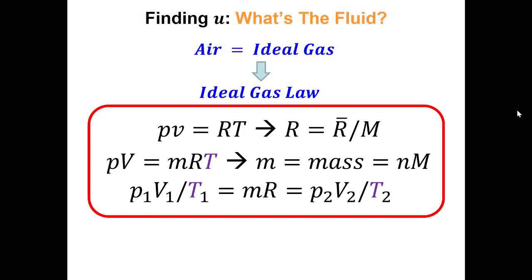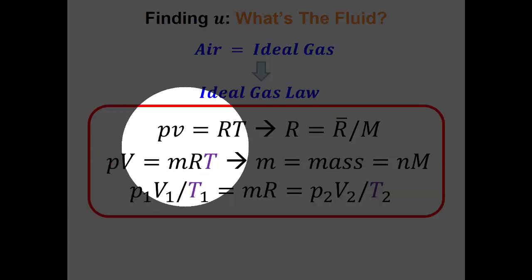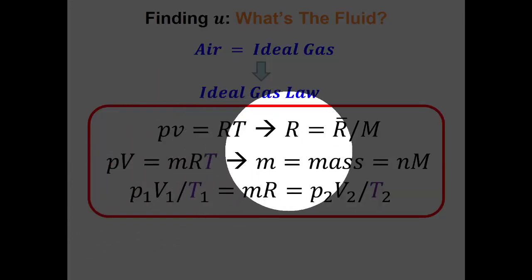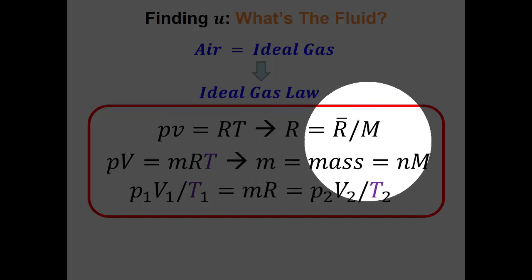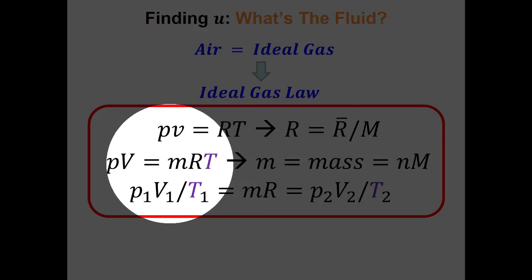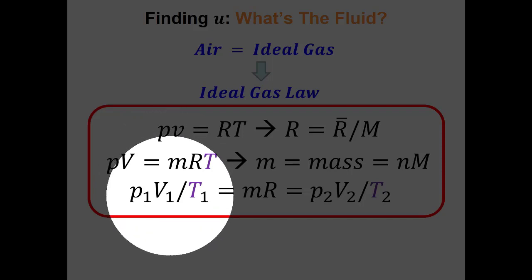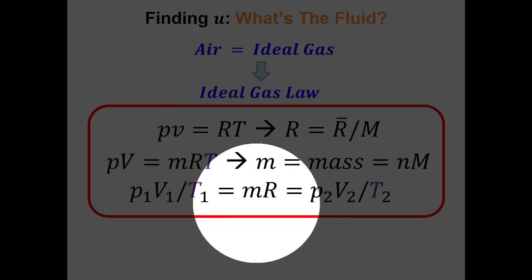There are a couple of different ways that we can use the ideal gas law. We can say that P times the specific volume is equal to RT. Remember, R is the specific gas constant. We take the universal gas constant and divide by the molar mass. But we can also use this equation, P times the volume is equal to mRT. Or if we're bouncing between states, we recognize that because all these systems are closed systems and there's no chemical reaction happening, that means that m is constant and R is constant.